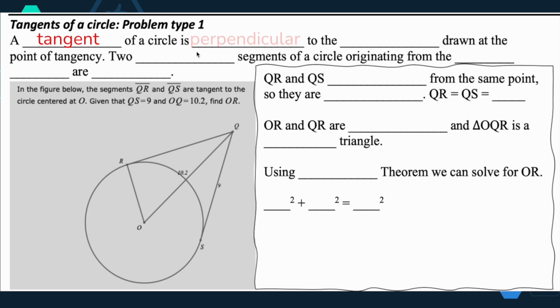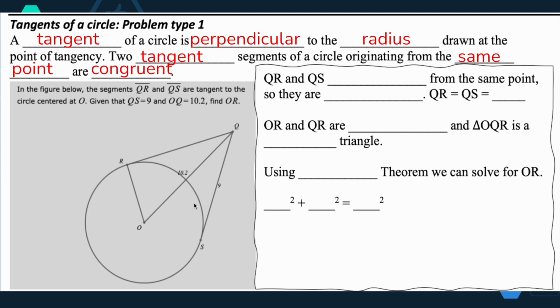Okay, so now we have: a tangent of a circle is perpendicular to the radius drawn at the point of tangency. That's the point where they touch, and it's called the point of tangency. Two tangent segments of a circle originating from the same point are congruent.